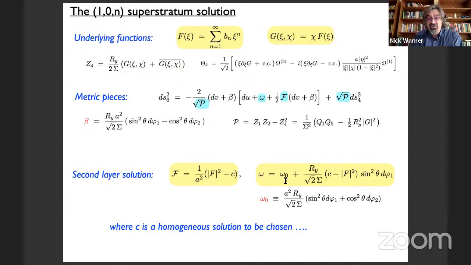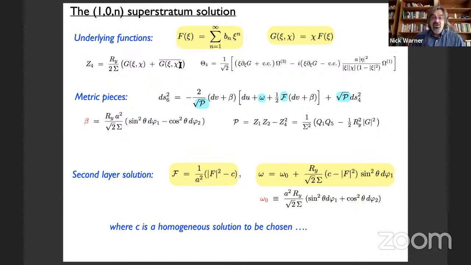And then what happens is you have this piece from the supertube. This is a harmonic piece, which tells you the background was a supertube. And then these sources all generate the same combination times sine squared theta d phi 1. And so all that song and dance for the superstratum in the 1, 0, n solution is unbelievably simple at the end of the day, and it's beautifully holomorphic. The function f that turns up here is the modulus squared of the underlying oscillation functions.